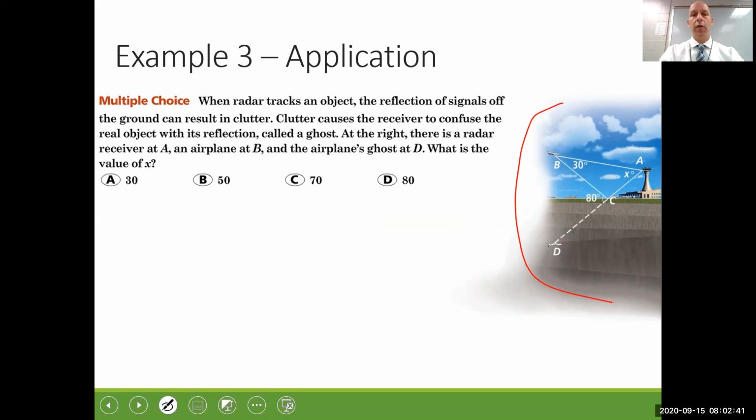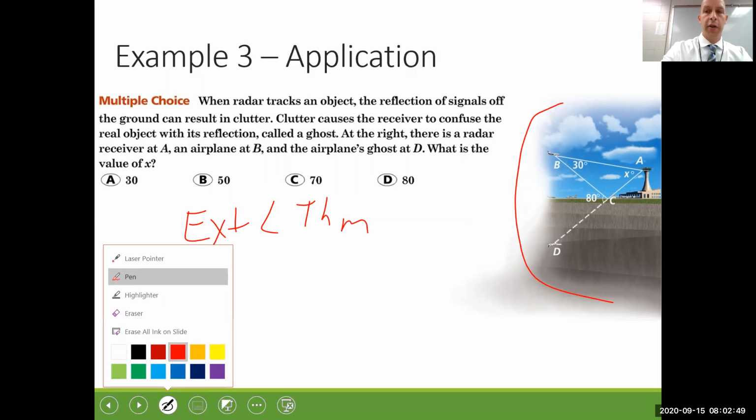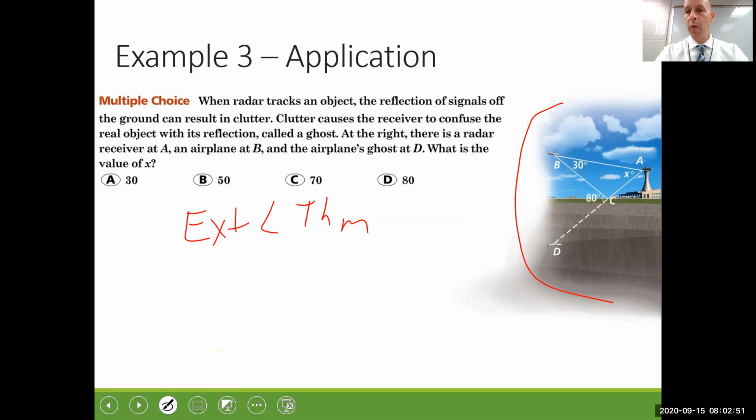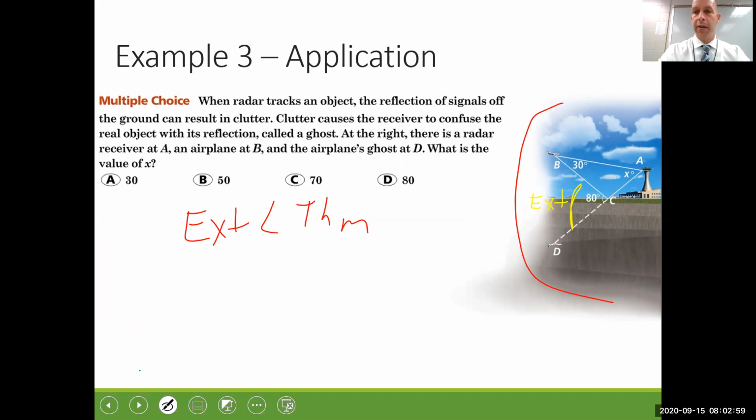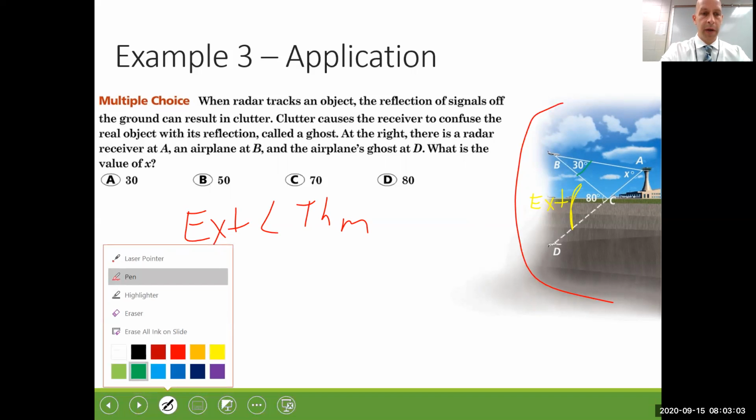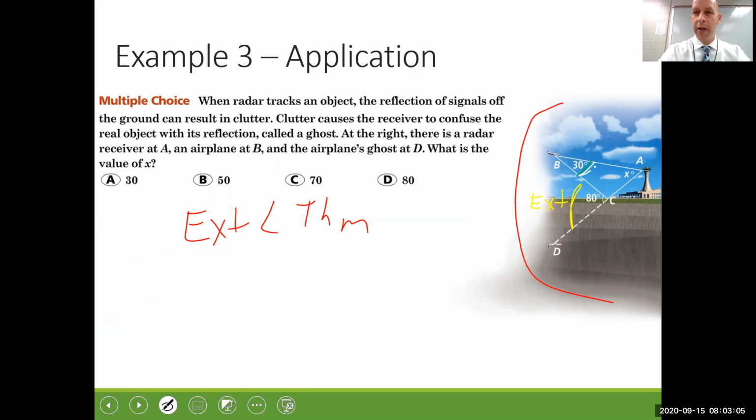So this is going to use that exterior angle theorem. So here's what we need to do. We need to look at this picture here, and I'm going to do it in yellow. We need to recognize that this is an exterior angle. And then we need to recognize that these two guys over here are remote interior angles. That's not showing up very well. Let me do it in white. Here's a remote interior, and here's a remote interior.